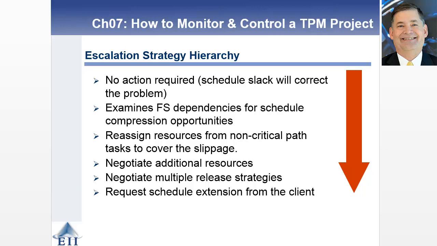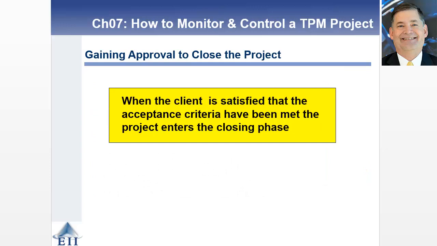Schedule slack is going to correct a problem, or finish-start dependencies can be changed so that you can do some schedule compression. You may be able to break tasks down into smaller groups and address an issue. You can reassign resources from a non-critical path task to cover whatever the slippage is, or negotiate additional resources. You just work down this path, and I think it's fairly straightforward in terms of what you're trying to accomplish by escalating and addressing the issue with minimal impact on the client.